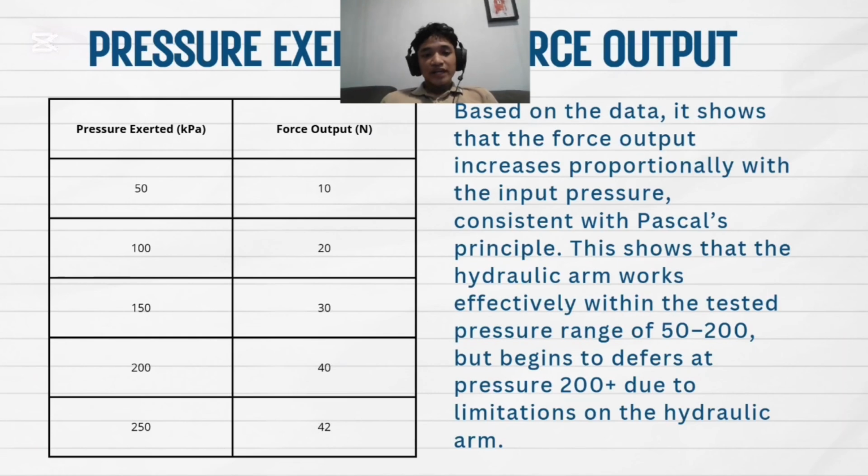Let's then take a look at the expected outcome of this experiment. Based on the data, it shows that the force output increases proportionally with the input pressure, consistent with Pascal's principle. This shows that the hydraulic arm works effectively within the tested pressure range of 50 to 200, but begins to differ at pressure more than 200 due to limitations of the hydraulic arm.